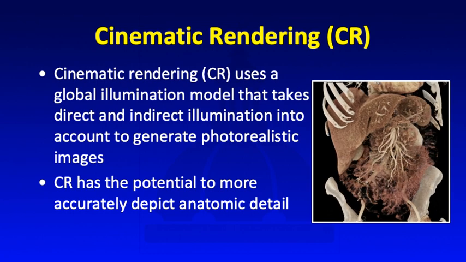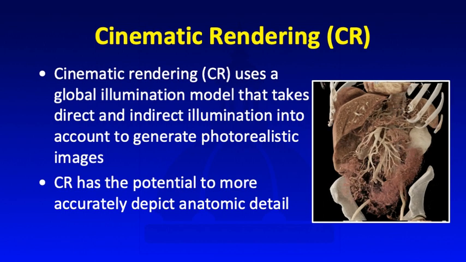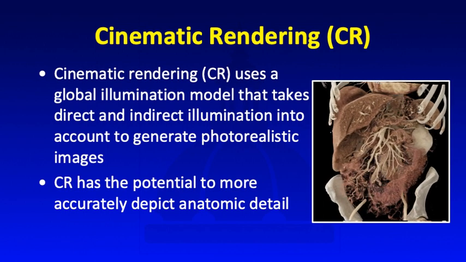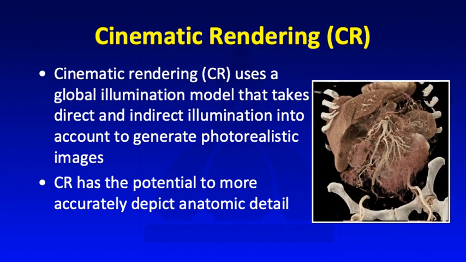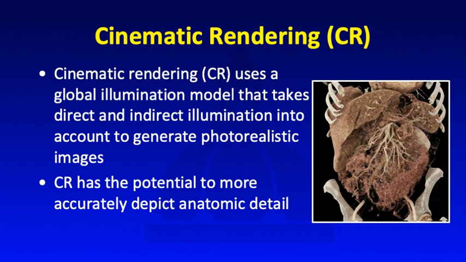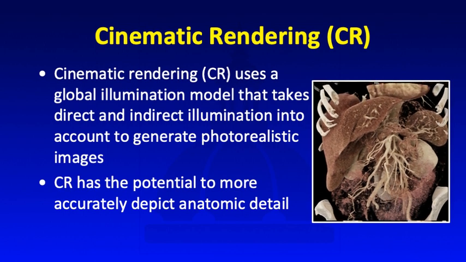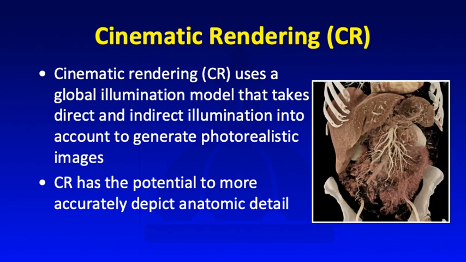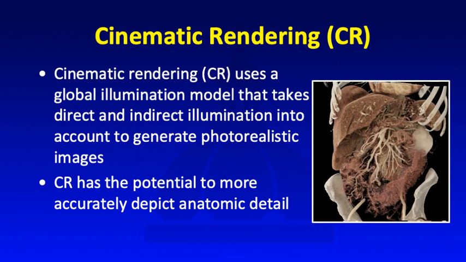As you have probably heard from other podcasts, cinematic rendering uses a global illumination model that takes direct and indirect illumination into account to generate these photorealistic images. As you can see on the video, you can see a very lifelike, realistic appearance of the liver and kidneys and spleen. As we zoom in, you can see very exquisite vascular detail. You can see all these fine vessels that you normally can't see with the other rendering techniques. Cinematic rendering has the potential to more accurately depict anatomic detail.